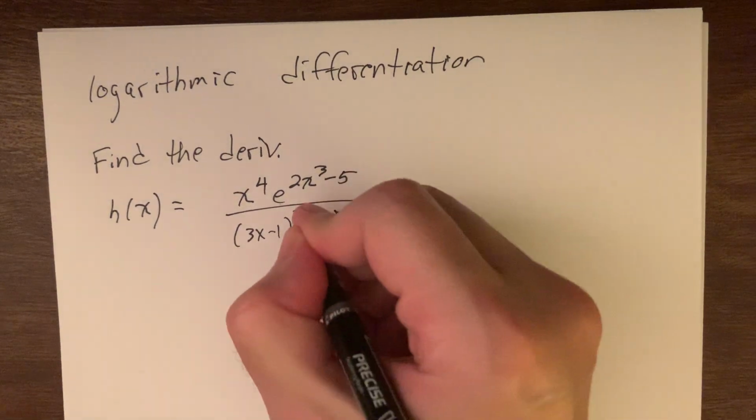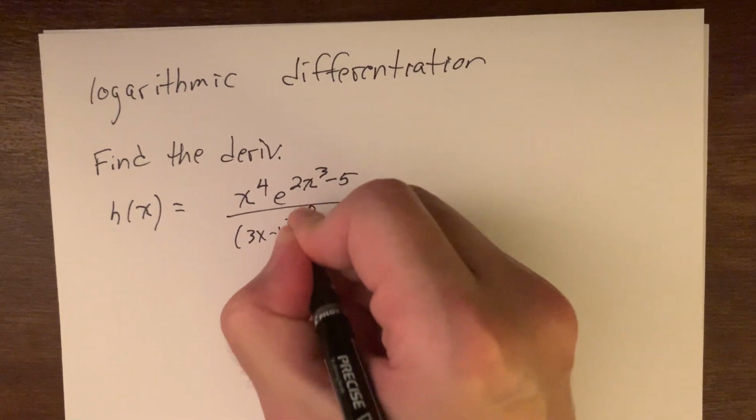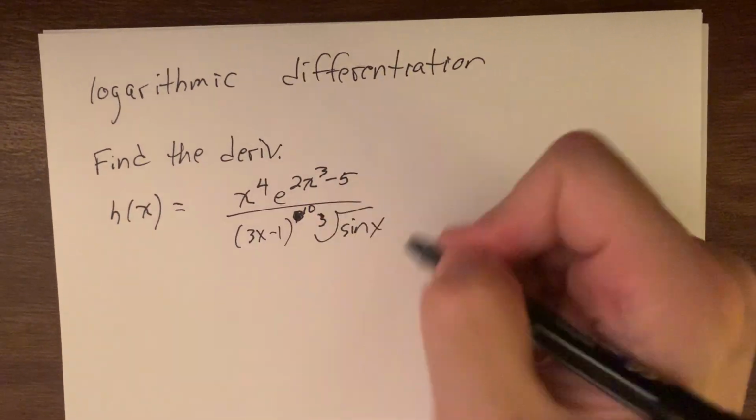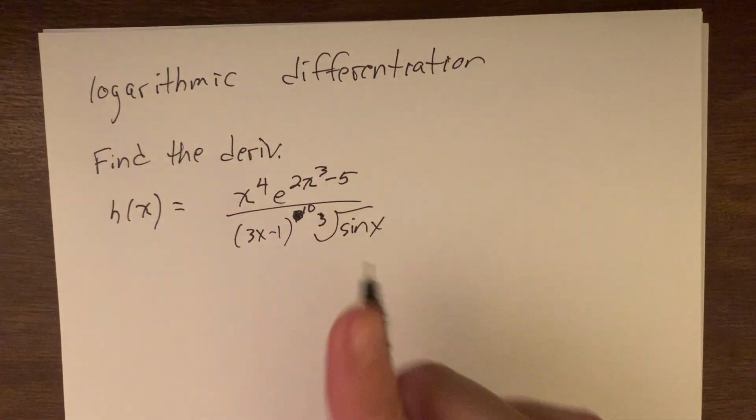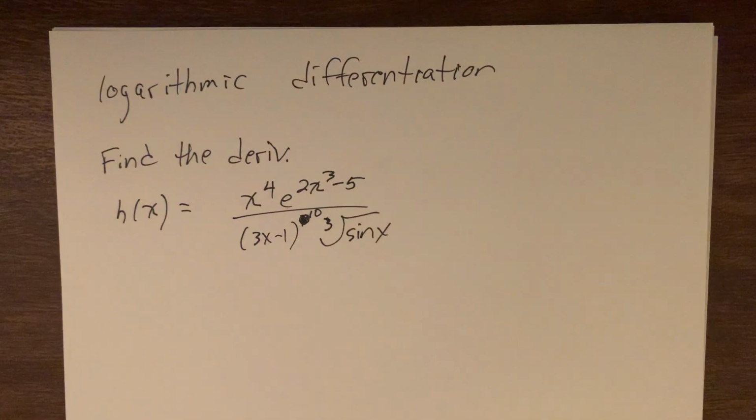And you know what? I'm sorry. Let's make this 3x minus 1 to the 10th power. I have a lot of 3's running around. I don't like coincidences. So let's just make that to the 10th power.